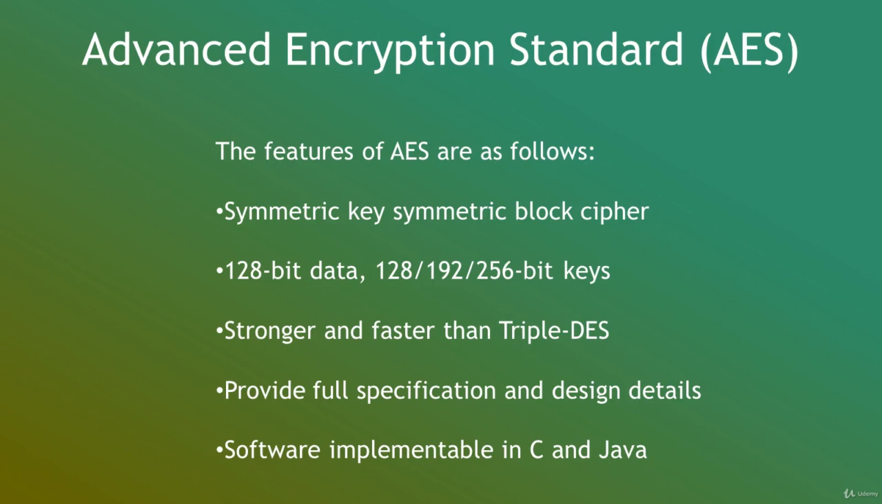So the features of AES are as follows. It has a symmetric key, symmetric block cipher, 128-bit data, and 128, 192, or 256-bit keys. It's stronger and faster than triple DES. It provides full specification and design details, and the software is implementable in C and Java.